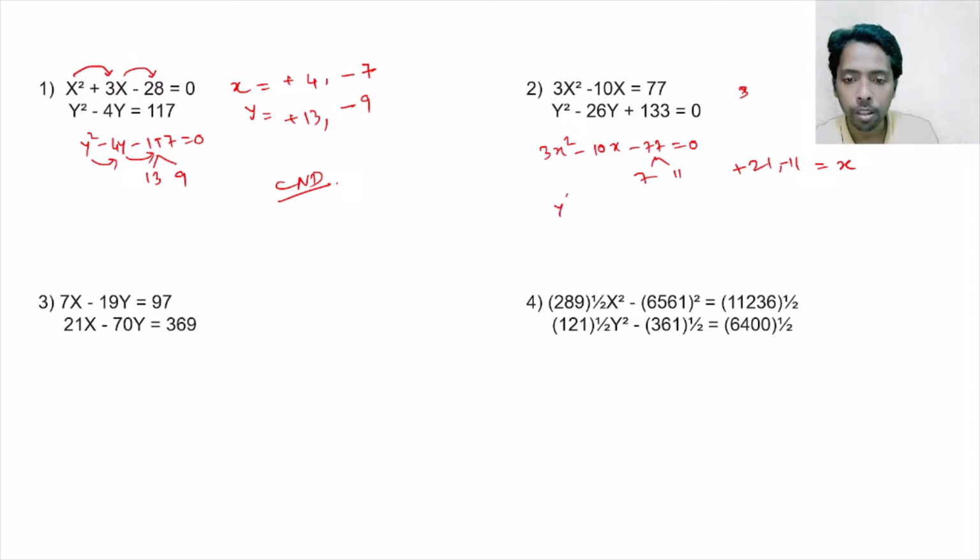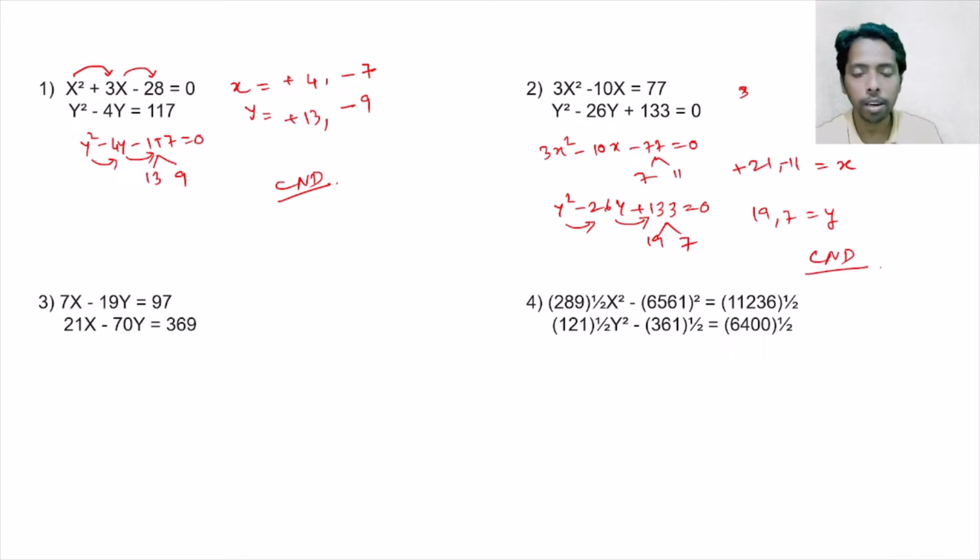Now the next one, y square minus 26y plus 133 equals 0. Now this is 133, 19 into 7. 19 into 7 serves the purpose here, that is 26, and two sign changes, positive to negative, negative to positive. That means two positive roots should be there. So two positive roots, that means 19 and 7, which is y. Right? So here 21 is greater than both 19 and 7, the roots of y, and similarly -11 is less than both 19 and 7. That means can't be determined is the answer here. I hope you understood this.